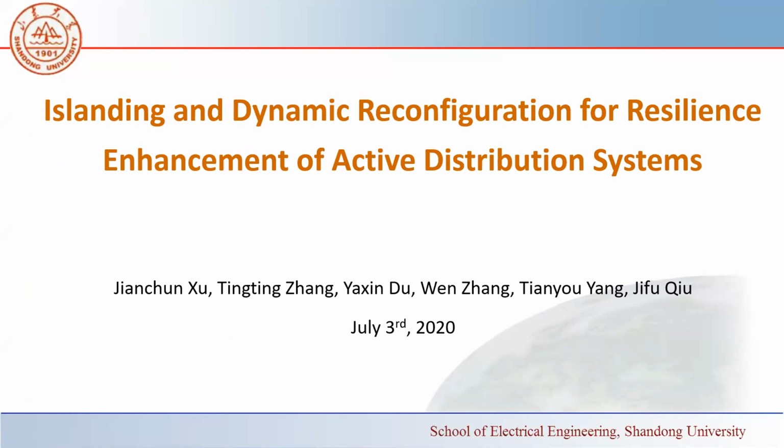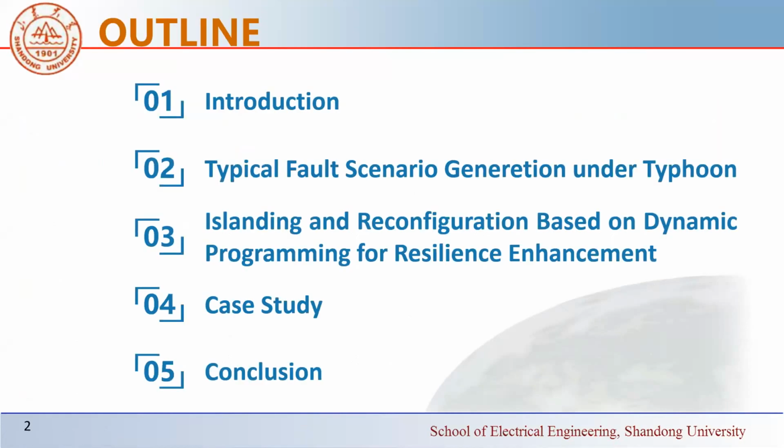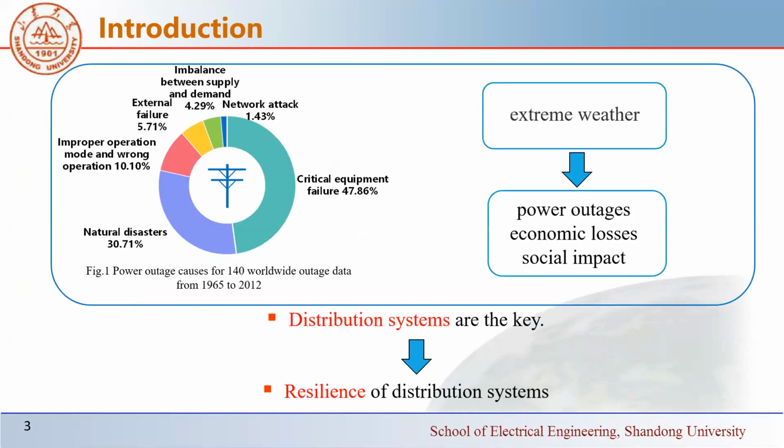The title of my paper is Aligning and Dynamic Reconfiguration for Resilience Enhancement of Active Distribution Systems. I will present my paper in the following 5 parts. The first part is the introduction.